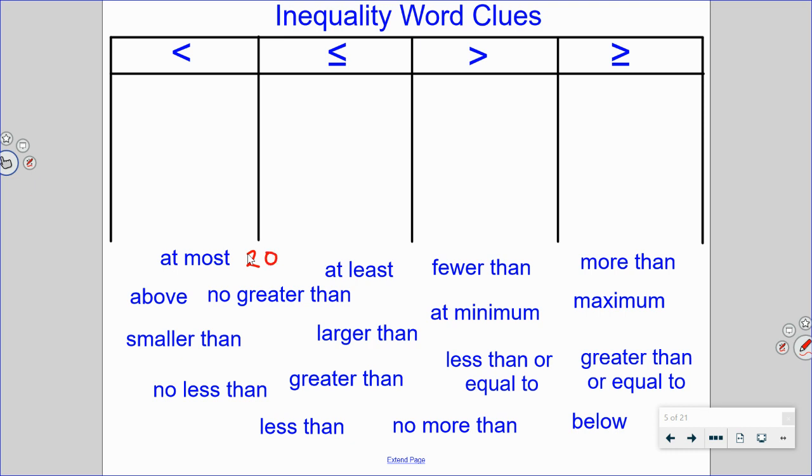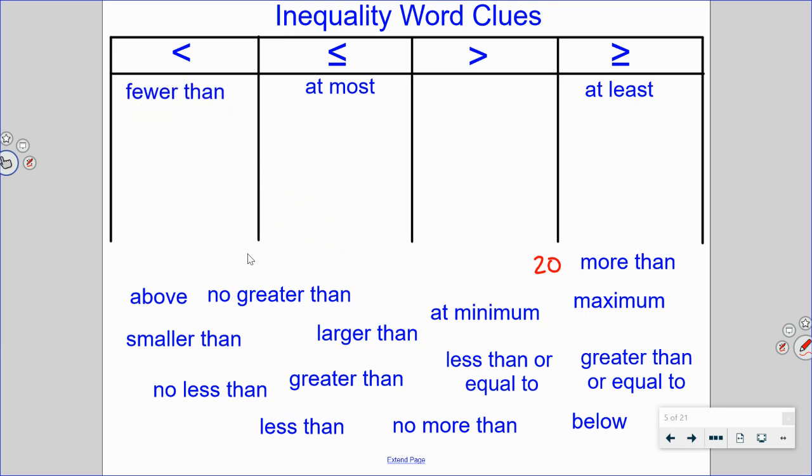So for instance, at most 20 means it can equal 20 or it can be smaller than 20. So then immediately we can see that at most is going to be less than or equal to, and we'll put the at most in that blank. If it says at least 20, then 20 will work and higher will work. So at least is going to be greater than or equal to. Fewer than 20 means 30 is no good, 20 is no good, but 19 is good, 18 is good. All the numbers smaller or less than 20 will work.